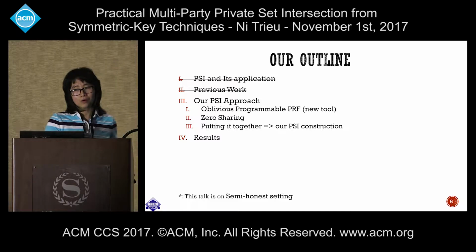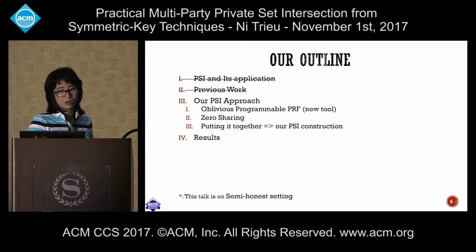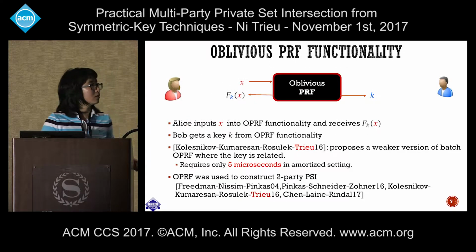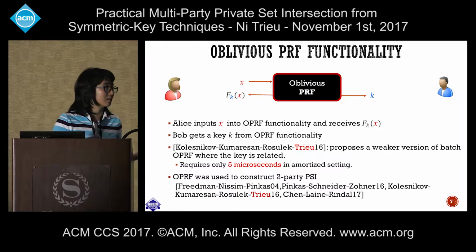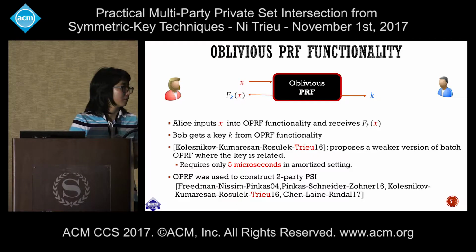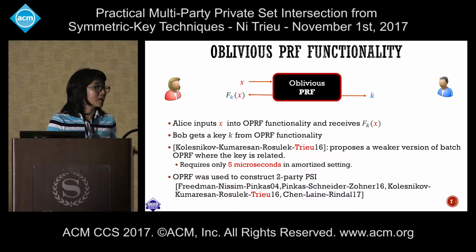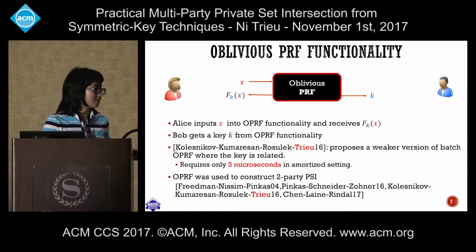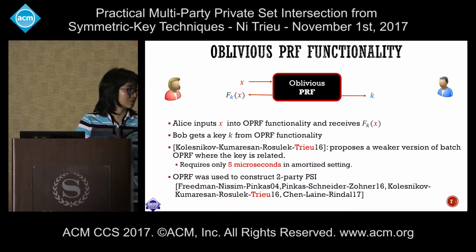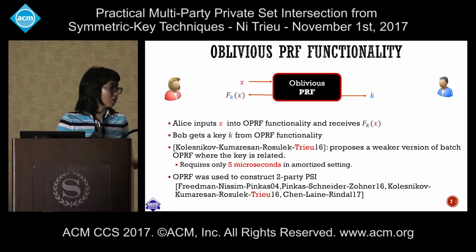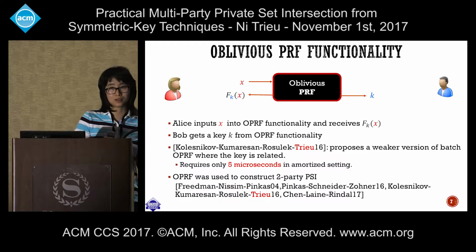Before going to our oblivious programmable PRF, I would like to revisit the oblivious PRF functionality. In OPRF, Alice inputs x into the functionality and receives f of x, and Bob receives the key. Last year, we proposed a weaker version of OPRF where the key is related. It is efficient, requiring only 5 microseconds in the amortized setting, and OPRF was used to construct two-party PSI.